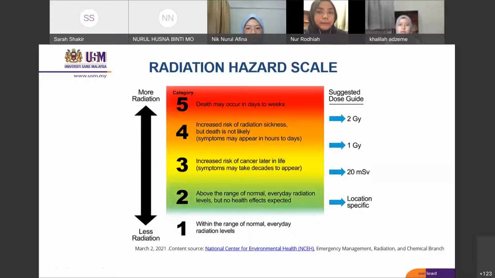And the last category, the fifth category, means that the radiation dose is dangerously high and potentially lethal, which is a high dose of radiation that can cause massive damage to the organs of the body and kill the person.